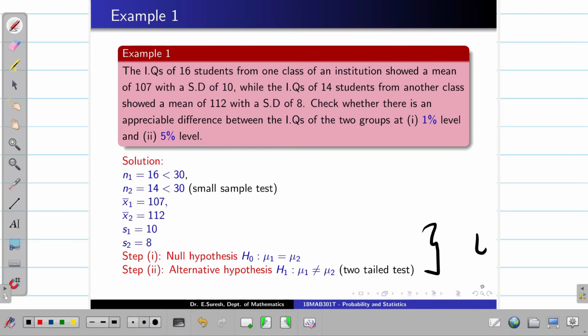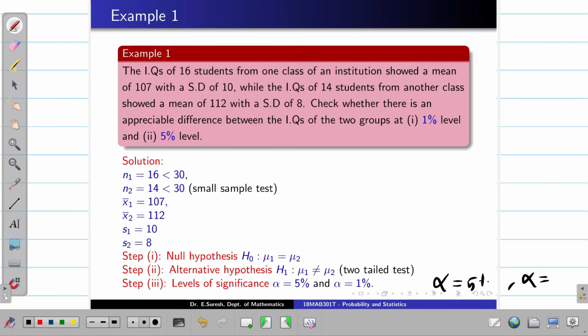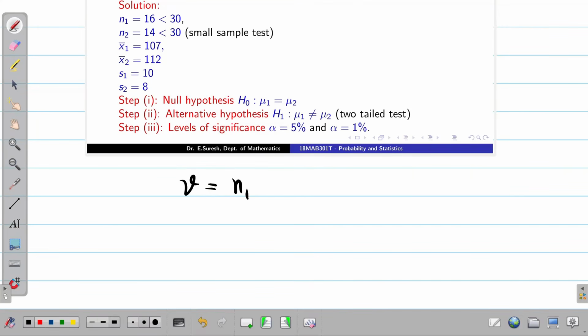Next we have to write step 3. Here both 5% and 1% are asked, so we can find the table value for both 5% and 1%. The degree of freedom is n1 plus n2 minus 2. So v is equal to 16 plus 14 minus 2, so 30 minus 2, 28.